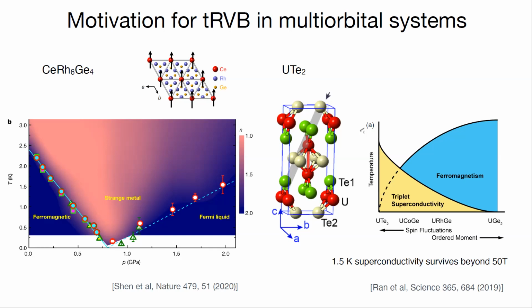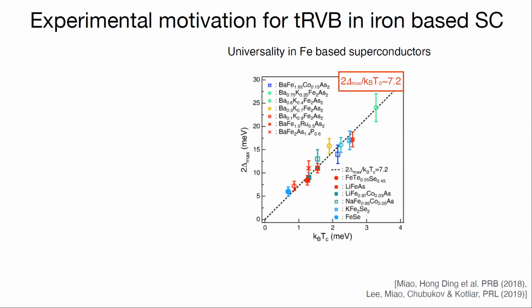Another class of system which is multi-orbital in some way is uranium ditelluride and similar heavy fermion systems, where you have again multiple orbitals. And Piers and Mark Knight recently extended the TRVB concept to this system, where multiple orbitals in this case refers also to conduction electrons and f electrons. But I would like to speak about iron-based superconductors and ask the question whether TRVB has any way of helping us understand iron-based superconductors better.